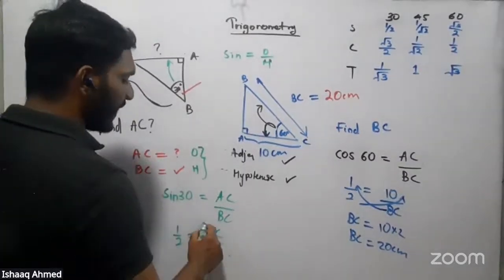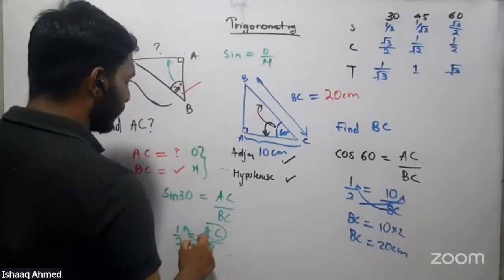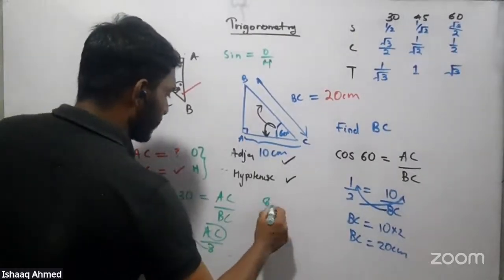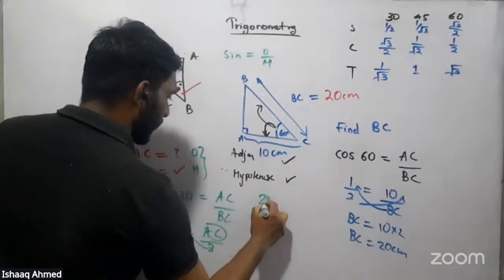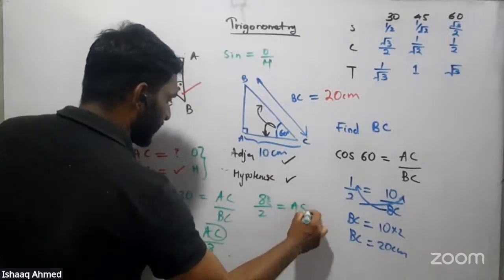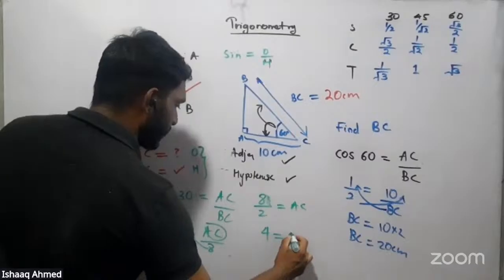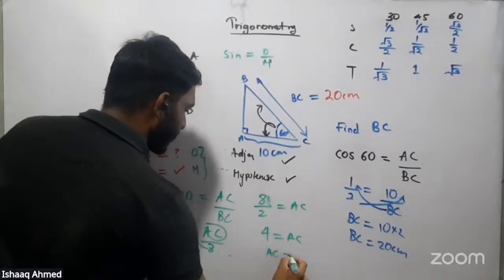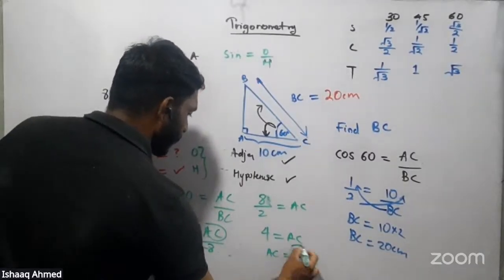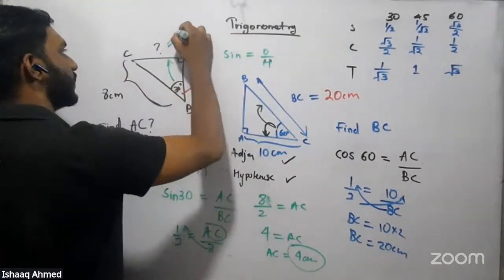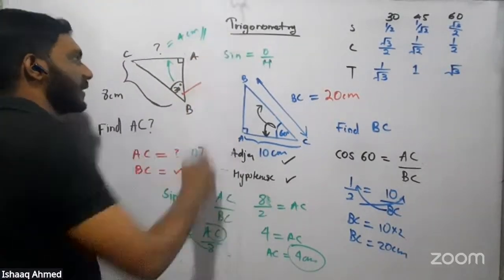So if you want to find AC, what to do? You send the 8 to the other side. Then 8 over 2 equals AC. 4 equals AC. Therefore, AC equals 4 centimeters. So how much is AC? 4 centimeters.